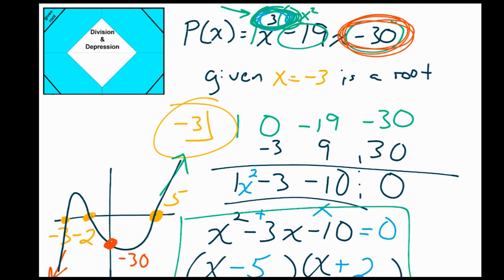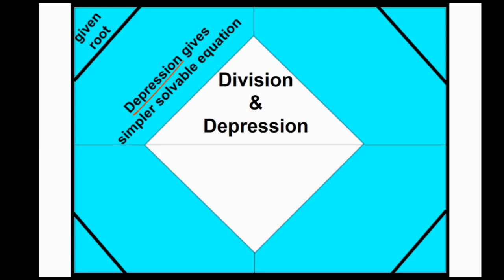So if I'm given a root, I can divide by that root, and I can end up with a smaller solvable equation. Well, that's kind of neat. That's one way that I can add to this fundamental theorem.